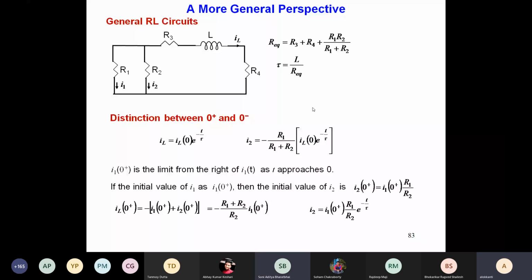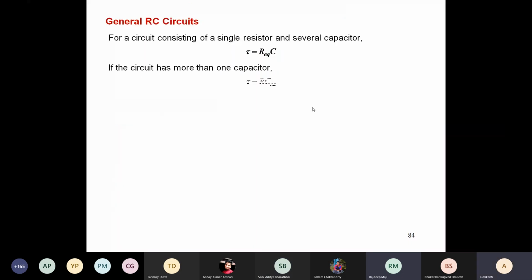Okay, sir, understood. So here also the tau will be L equivalent by R equivalent. Yes, those will be there once there are multiple circuit elements.